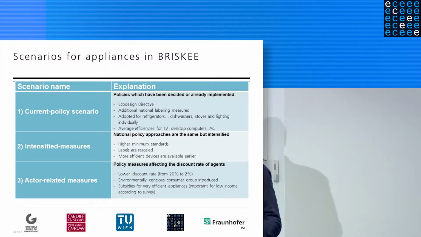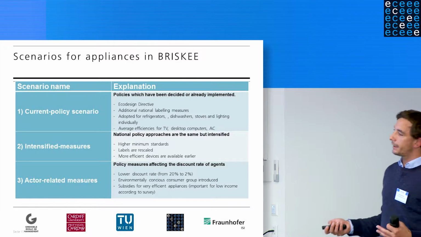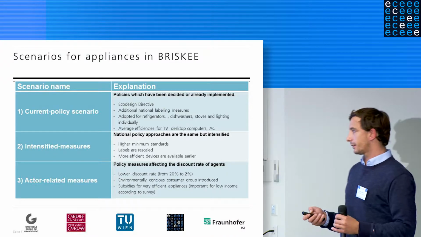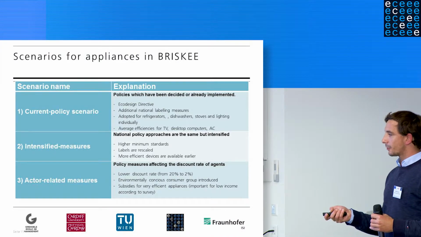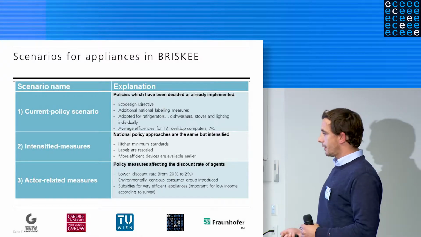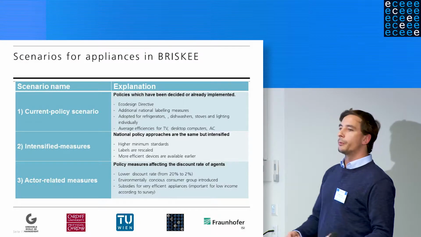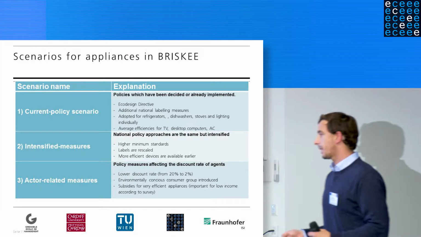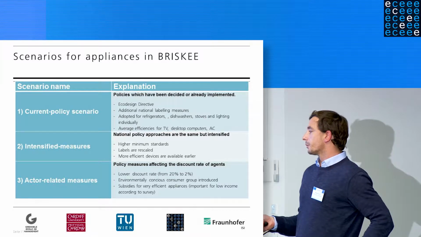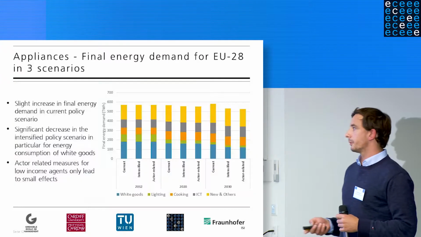The same policy approach was taken. We had a current policy, an intensified measures policy scenario, and then one actor-related scenario, which was a bit different for the appliances. The discount rates were assumed to be very low, so 2% for all the actors. Environmentally conscious consumer groups were introduced, which only bought the most efficient appliances, and subsidies for very efficient appliances were also introduced, but only for very low income groups, which was again according to the survey.